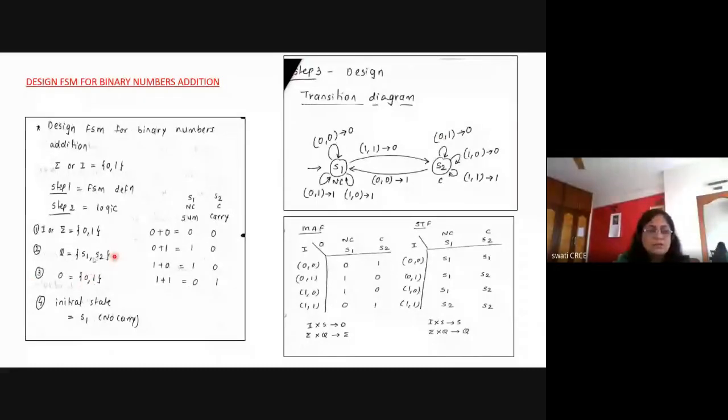Now capital I is identified, capital O is identified. I'll say my initial state is S1, and it is a no carry state. So I have identified the initial state also. Now I have to identify how many states are there. In my problem I'll have two states. The first state will be a no carry state, and the machine may be in the carry state. So either it will be a no carry or carry state. So I'm having two states.